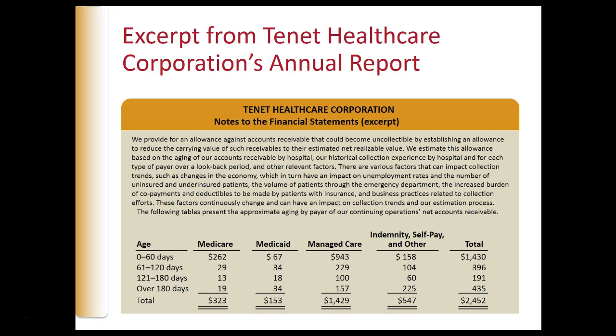This slide shows Tenet Healthcare Corporation's policies of estimating uncollectible accounts. As you see here, we provide for an allowance against accounts receivable that could become uncollectible by establishing an allowance to reduce the carrying value of such receivables to their estimated net realizable value. We base it on aging the accounts receivable by hospital, by historical collection experience by hospital, and for each type of payer over a look-back period, along with other relevant factors.